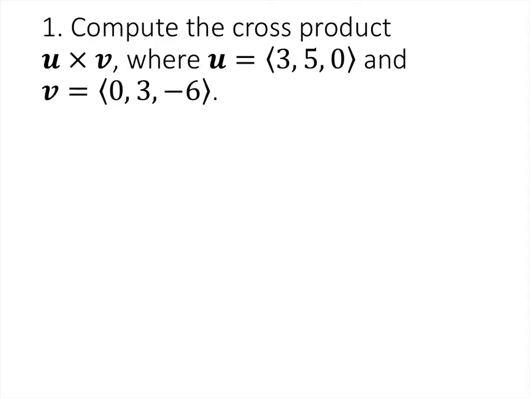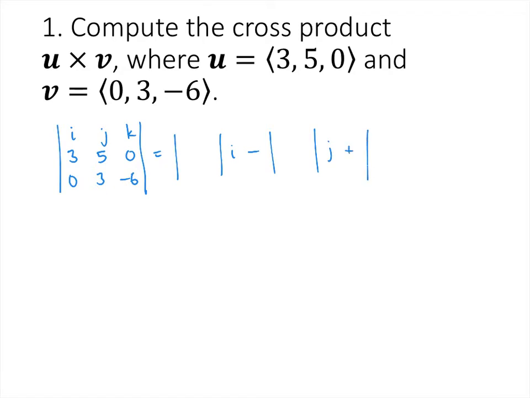So the idea is that we create a determinant where we have i, j, and k in the first row. We have the first vector, which in this case is 3, 5, 0, in the second row, and the second vector, 0, 3, negative 6, in the third row. And remember that that's just fancy notation for taking a 2 by 2 determinant times i minus a 2 by 2 determinant times j plus a 2 by 2 determinant times k.